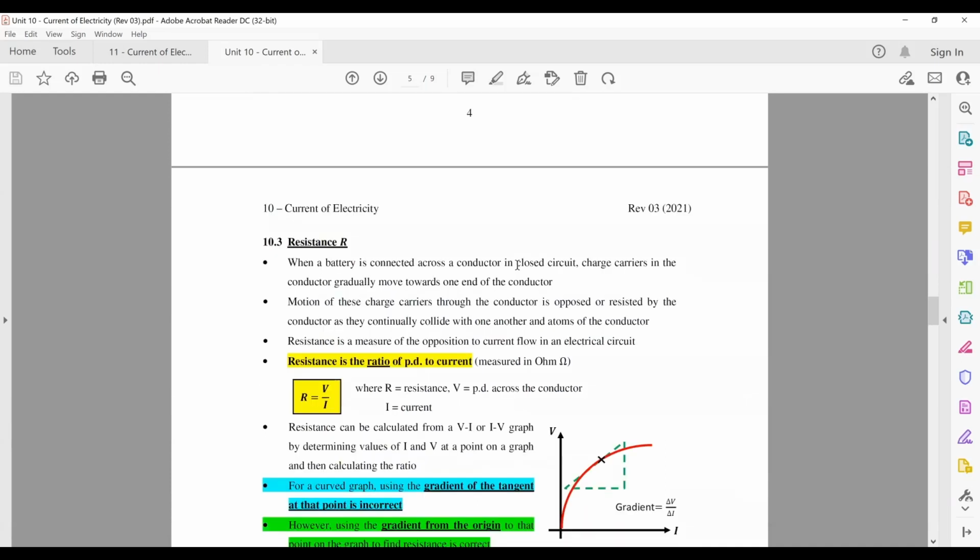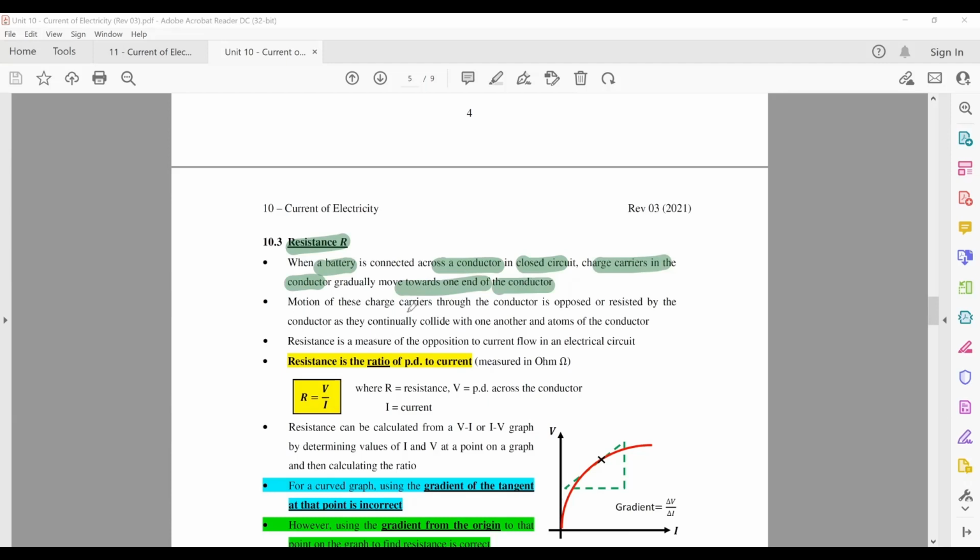All right, now we go to resistance. This is one of the last things that we have to do. Now, when a battery is connected across a conductor in a closed circuit, charge carriers in the conductor will gradually move towards one end of the conductor as current flows.